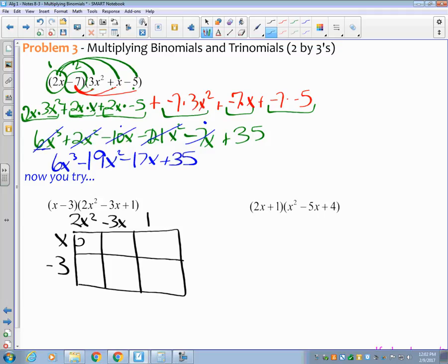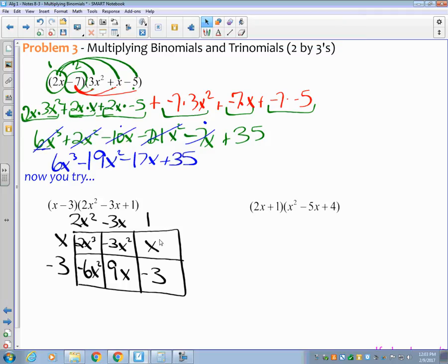X times 2x squared is 2x to the third. X times -3x is -3x squared. X times 1 is x. -3 times 2x squared is -6x squared. -3 times -3x, negative and negative is positive, so 9x. And -3 times 1 is -3.